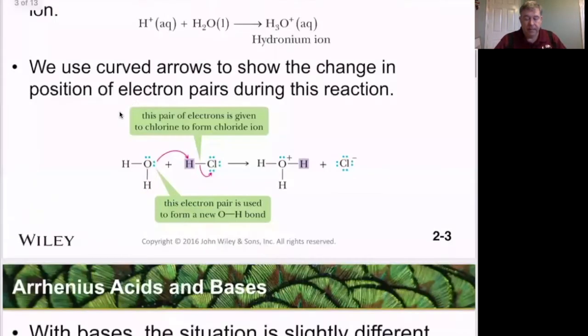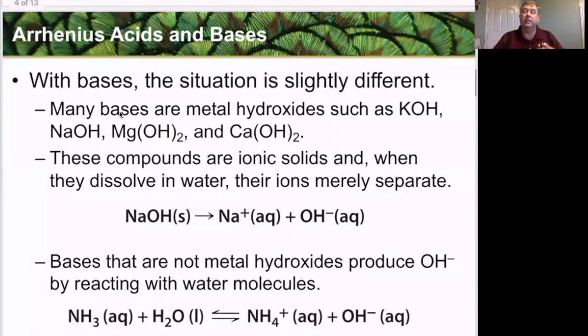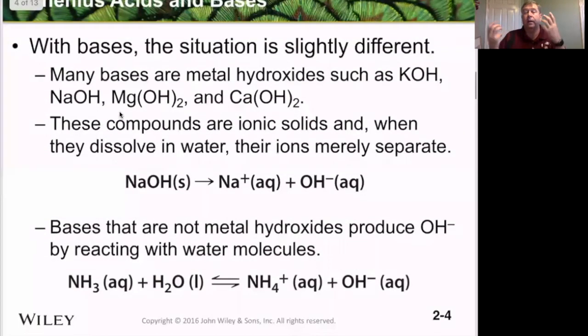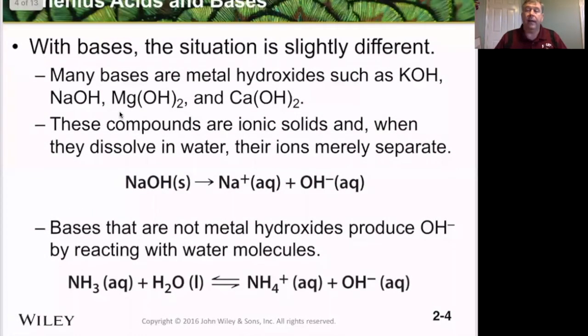In the case of an Arrhenius base, we have things like potassium or sodium hydroxide, or magnesium, etc. When we dissolve this in water, we have the hydroxide ion form. When the hydroxide ion forms, it gives us a counterbalancing positive charge, typically the metal, like sodium or potassium.